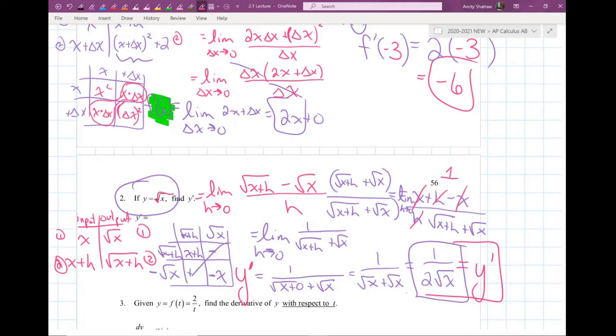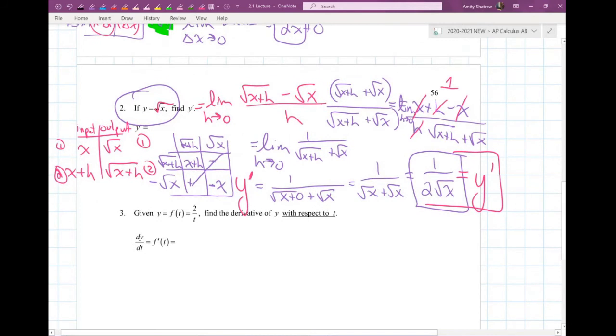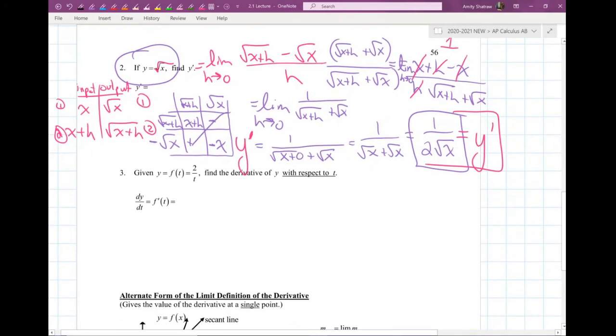All right, so now that we've practiced that one, there's another one, and here we go. Given that f of t is 2 over t, find the derivative of y with respect to t. And here again, he doesn't say which one I have to use. So I plan to use that h, and I'm going to have my input and my output. I have t going in and 2 over t going out. And I want to do t plus h here, and 2 over t plus h there.